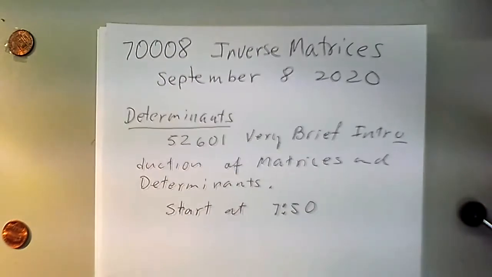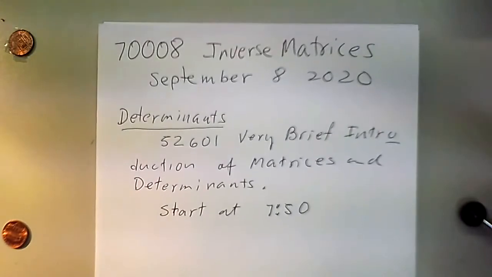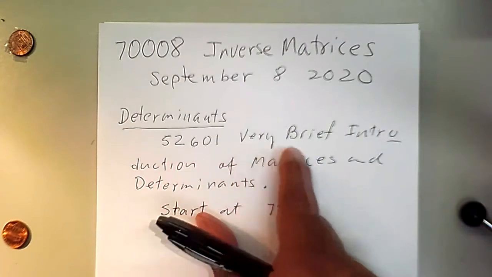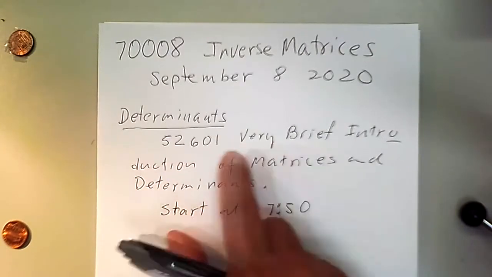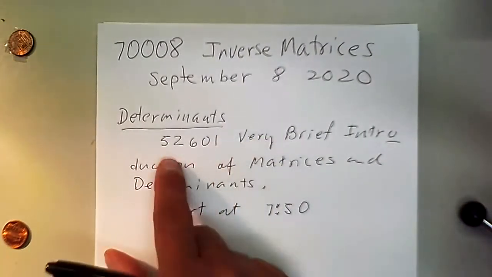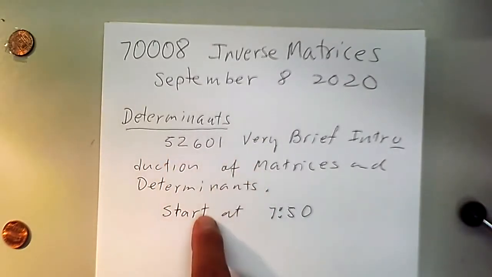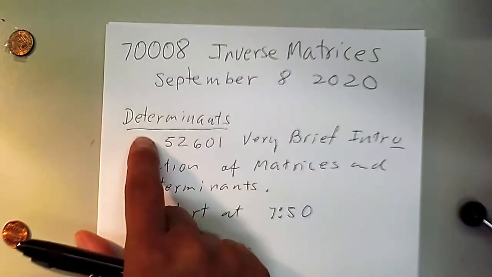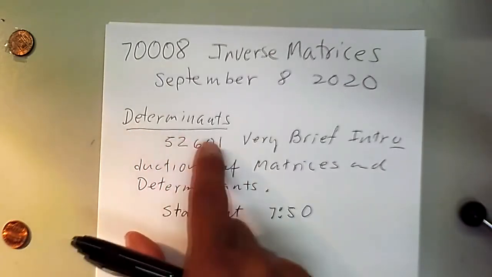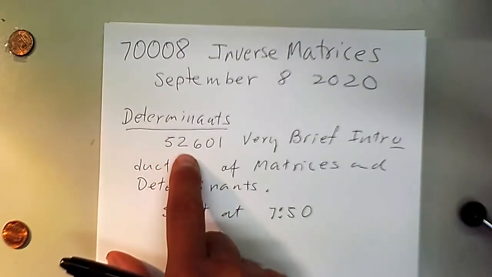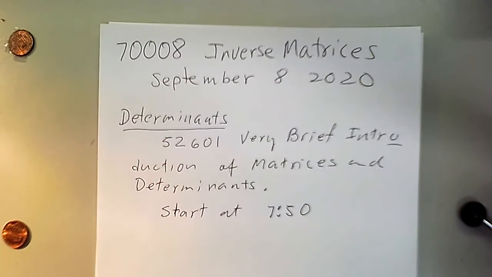So if you are in YouTube, what you can do is just type in 52601, probably just a couple words such as "very brief." You don't have to type the whole thing, and you should be able to recognize my video from there. So when we get to talk about determinants, I'm going to refer you back to this video, 52601, where we introduce how to find determinants.